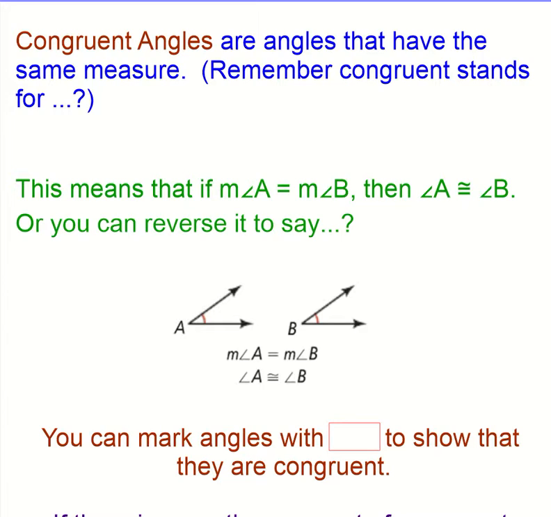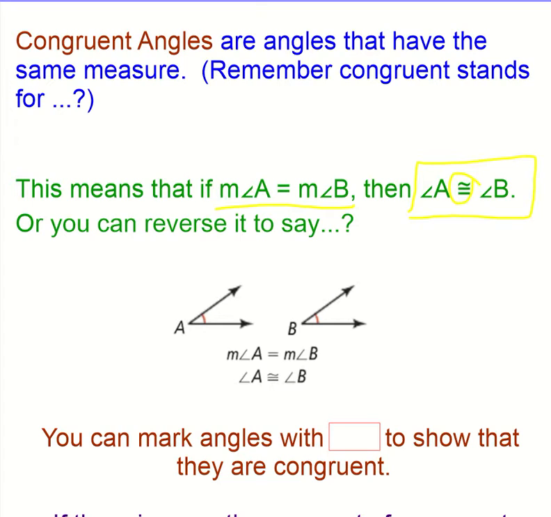Remember when we talked about congruent sides? They were lines with the same size, same shape, same length. The same type of idea applies with congruent angles. If we can say that the measures of two angles are the same, that means that those two angles are congruent. We use that fun congruent symbol.